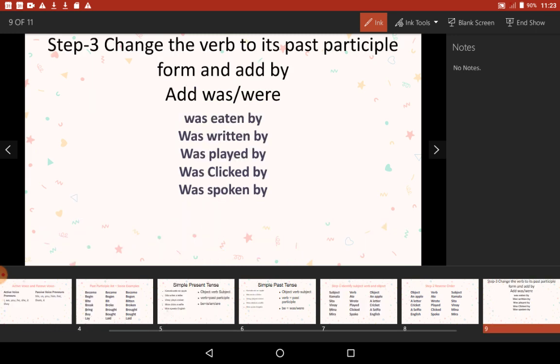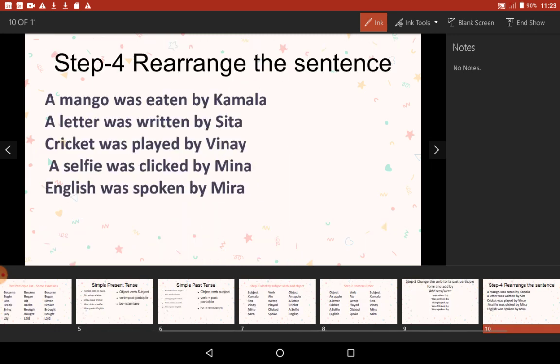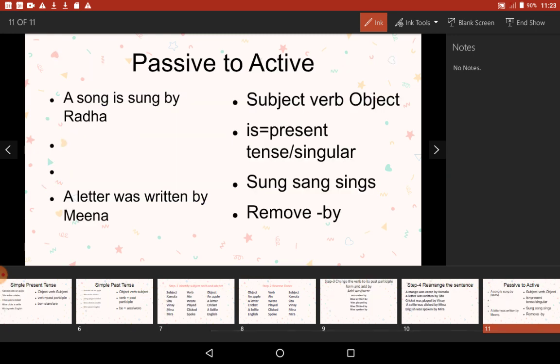So now we learnt how to change active voice to passive voice. In the examination, you will also have sentences which you have to change to active voice. That is, they will have given you passive voice sentences. Those have to be changed to active voice. So how to do that? Let us learn that today.